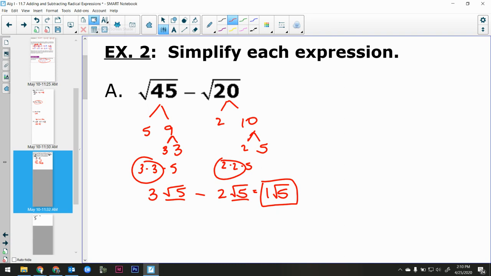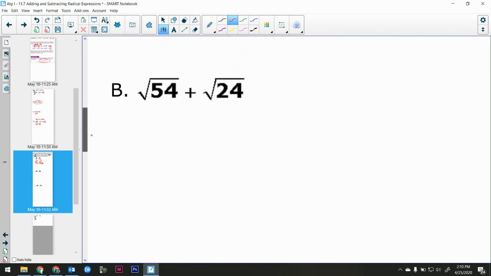All right, next one up here. Radical 54 plus radical 24. Right off the bat, I don't know if I can add or subtract them, but I need to reduce it as much as I can first.